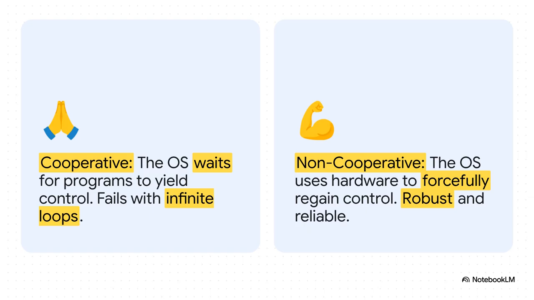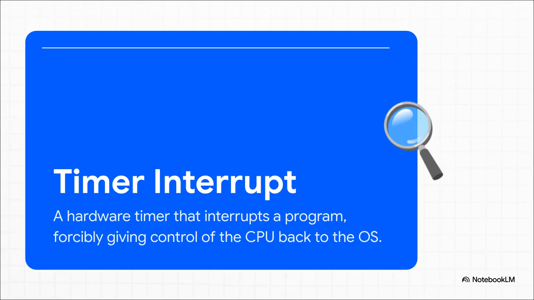It takes it. And the secret weapon for this is the timer interrupt. Think of it like an alarm clock. Before the OS lets a program run, it sets this hardware timer to go off in just a few milliseconds. When that timer goes off, an interrupt signal is sent to the CPU, which forcibly rips control away from the running program and hands it right back to the OS, no matter what that program was doing. It's a guaranteed way for the OS to get its turn.